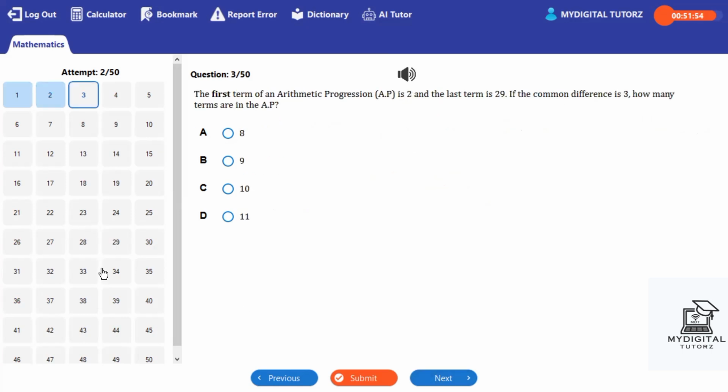Question 3 says, the first term of an arithmetic progression, AP, is 2, and the last term is 29. If the common difference is 3, how many terms are in the AP? So here we have that the first term A is equal to 2, and the last term Tn, which is equal to L, is equal to 29. Right? The common difference D is equal to 3. How many terms are in the AP? So we are looking for n.